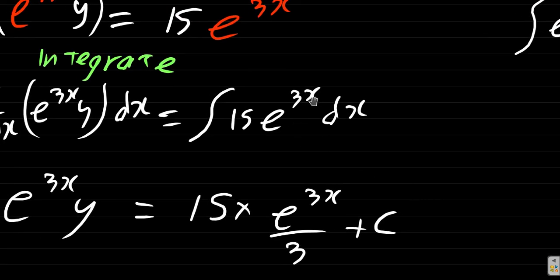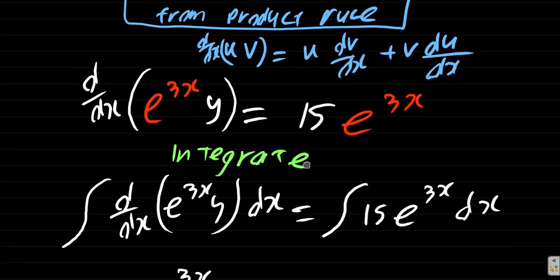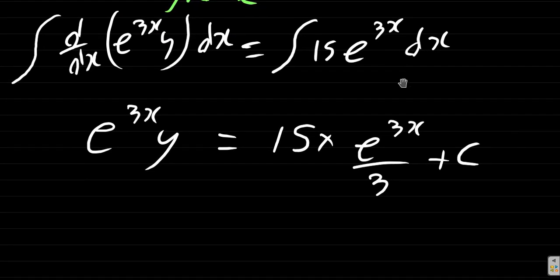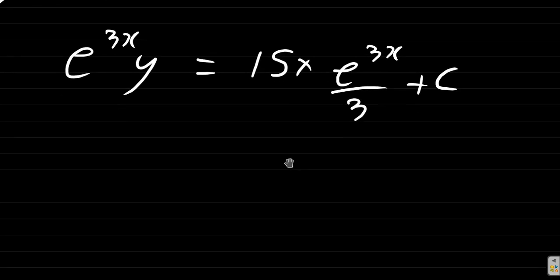You integrate e to the 3x, you get e to the 3x divided by 3. Alright? So when you differentiated e to the 3x, you get 3 times e to the 3x. When you integrate e to the 3x, you get e to the 3x divided by 3. Alright? Okay. So, here now.